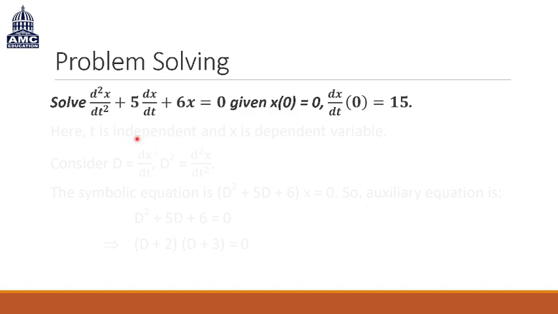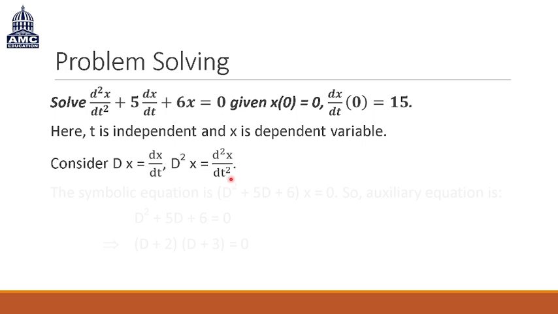Okay, now let's look into a problem and try to solve it. In this problem, we have a differential equation and two initial conditions. In order to solve any problem, we must find the independent variable and the dependent variable. Here, t is the independent variable because you find t in the denominator of the differentials, and x is the dependent variable.